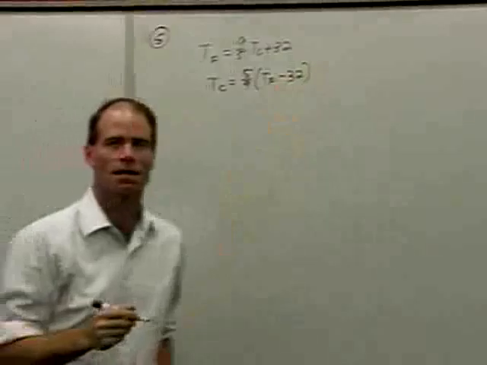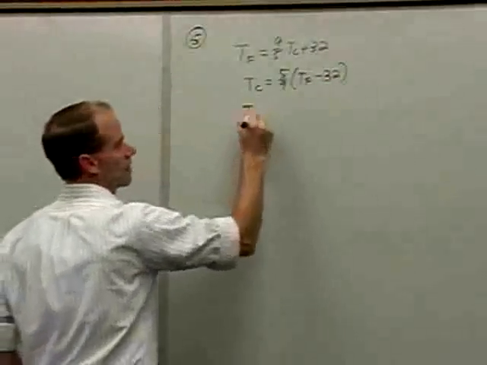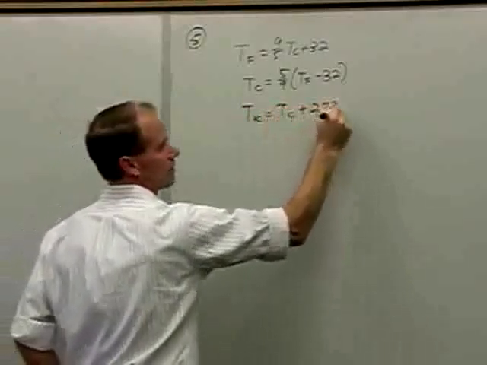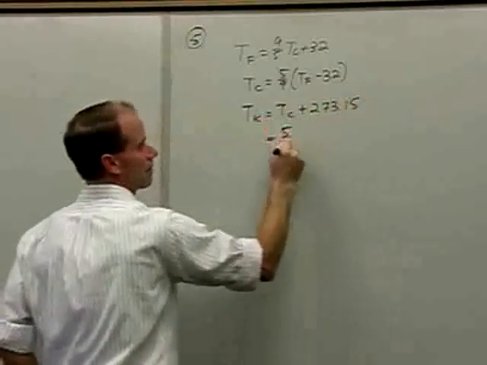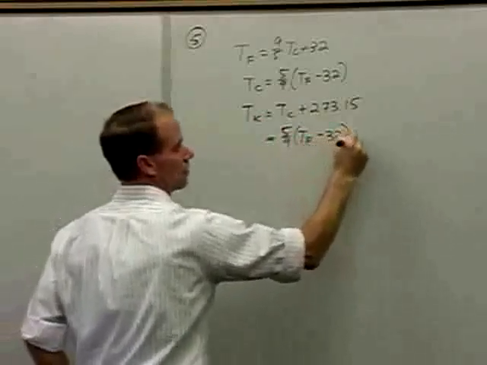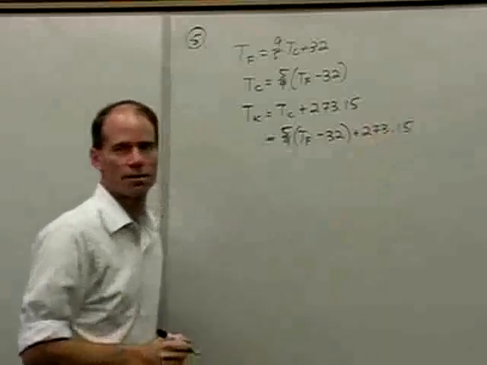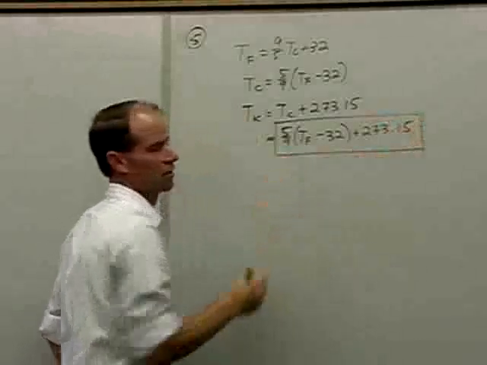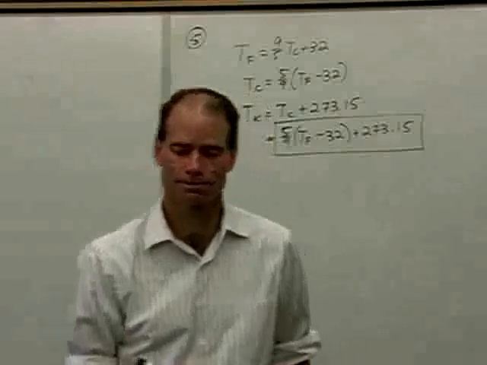And if we convert the temperature in Celsius to the temperature in Kelvin, we would say the temperature in Kelvin is equal to the temperature in Celsius plus 273.15. So this is equal to 5/9 the temperature in Fahrenheit minus 32 plus 273.15. So that should be the true conversion from Fahrenheit to Kelvin.